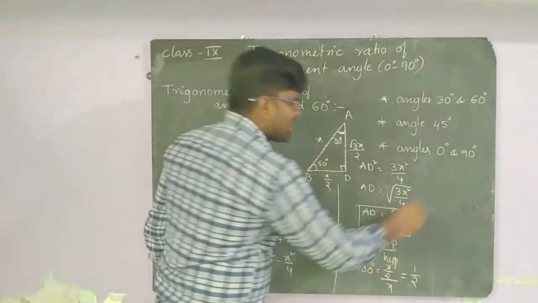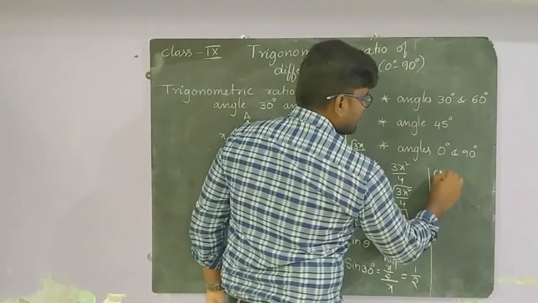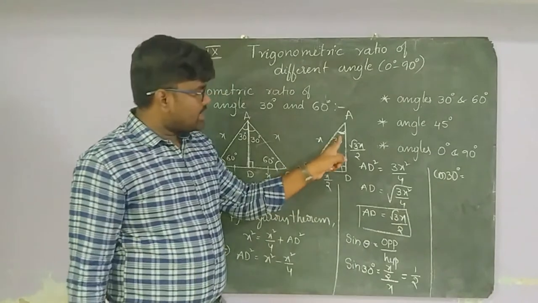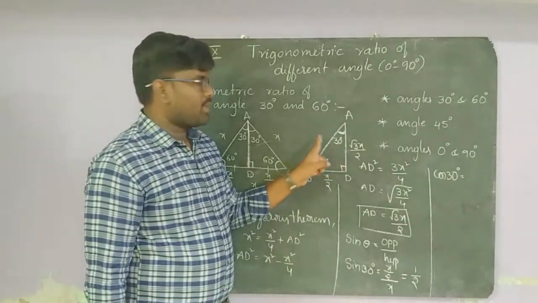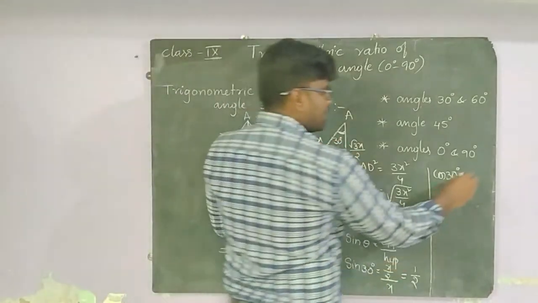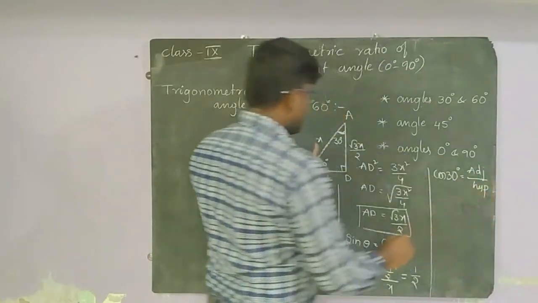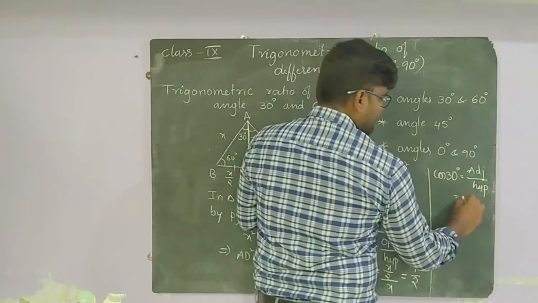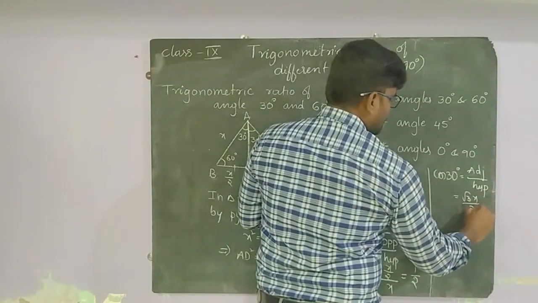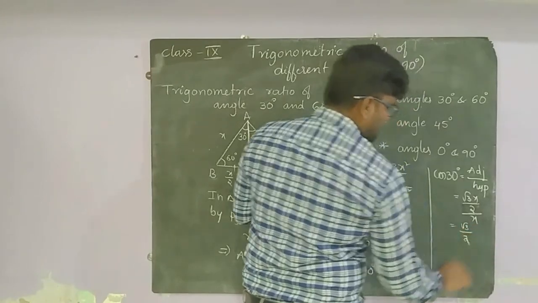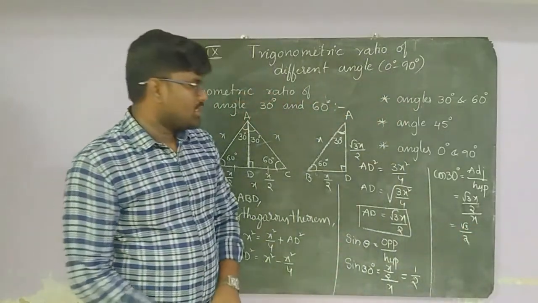In the same way, cos 30 value. Cos 30 means the same angle here, adjacent by hypotenuse. What is adjacent here? Root 3 x by 2 by x. When you simplify this, root 3 by 2. That means cos 30 value is root 3 by 2.